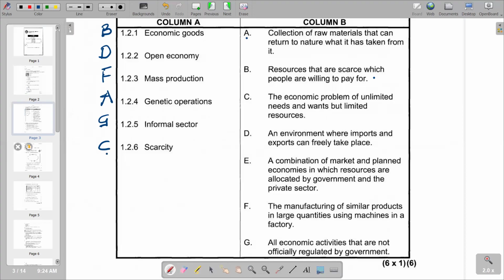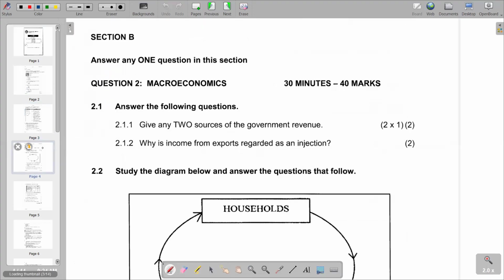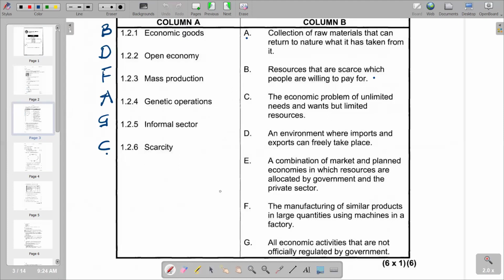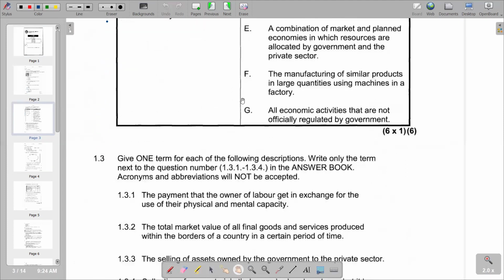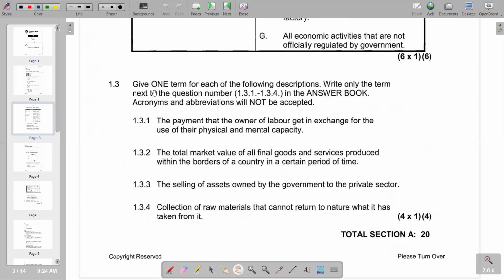So I'm moving on to the next section, which is now going to be our 1.3. It reads: give one term for each of the following descriptions. Write only the term next to the question number, 1.3.1 to 1.3.4, in the answer. Acronyms and abbreviations will not be accepted.